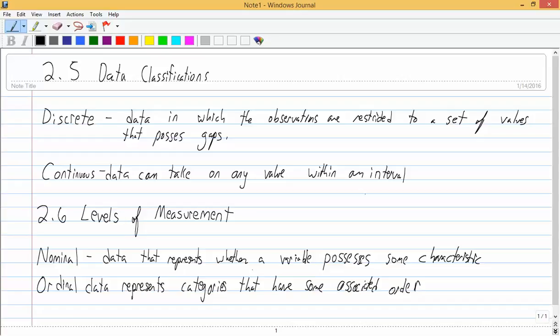But data like, how would you rate this class? 1, 2, 3, 4, 5. Of course, 5, right? Or say that the choices were very bad. Some of you may select that. I hope not. Bad, fair, good, very good. You've seen things like that. Those are categories, but they also have some type of order to them.